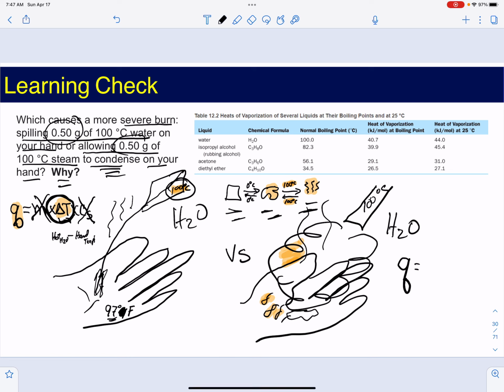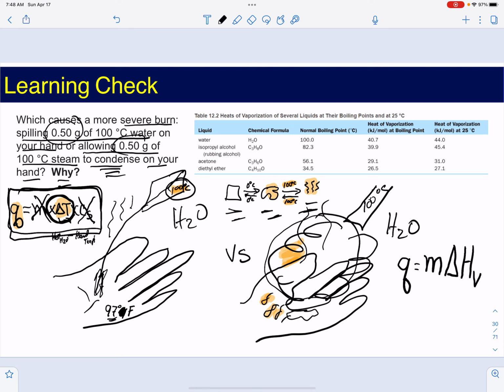So when there's a phase change, we are no longer using the formula you learned in chapter 3. Now we're using a new one that involves the amount times the enthalpy of vaporization. Enthalpy refers to the amount of energy that something contains, and we are talking specifically, in this case, about going from steam to liquid. We call that condensation.